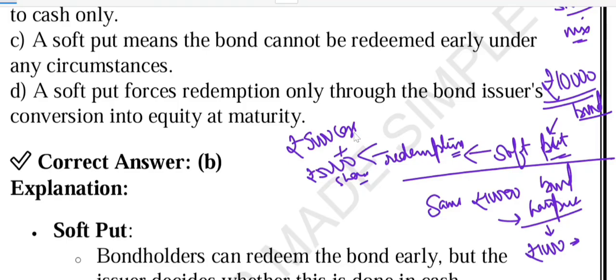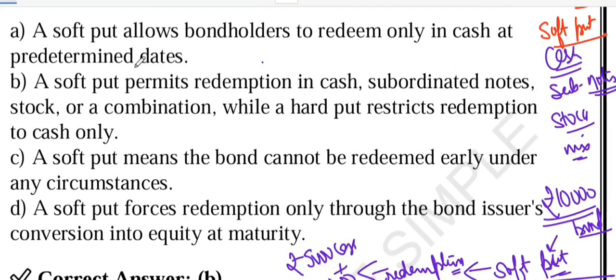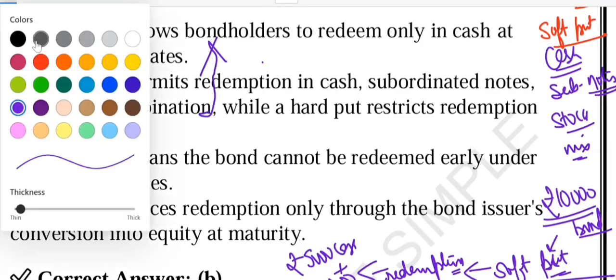Let's look at the question. The question is, how does a bond with a soft put provision differ from a hard put? Option A says that soft put allows the bondholder to redeem only in cash at the predetermined date. No, that is wrong, because soft put includes all the cases: some part cash, some part stock, IOU also, not completely in cash. So option A is wrong.